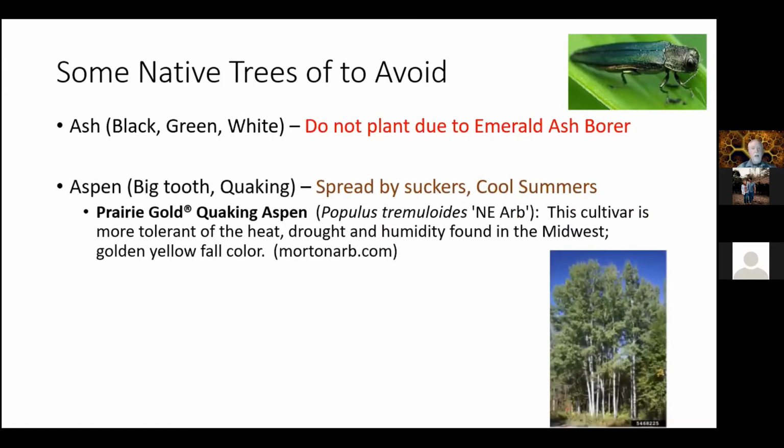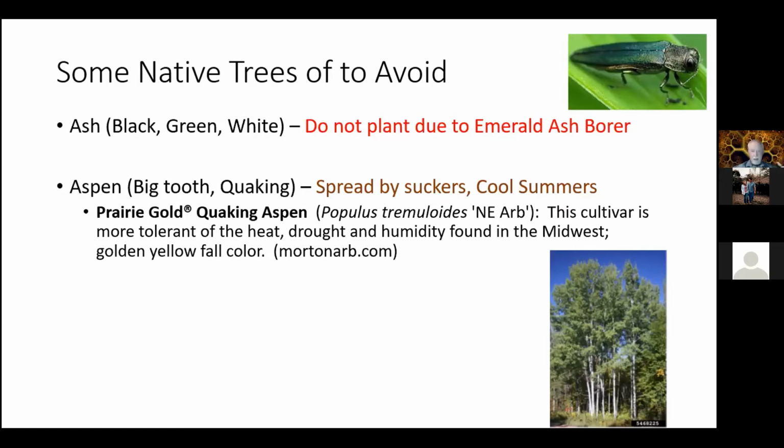Moving right along, here's a tree that is not an absolute don't buy it. It's just make sure you know what you're doing if you're going to buy it. Aspen, both big tooth and quaking, are native to Iowa, but they much prefer cool summers, which is why you see them up in the mountains a lot. And so they don't really do well in Iowa for the most part, although there is this one cultivar, and I got that information from the Morton Arboretum, that is tolerant of our summers. So if you're interested in an aspen, there's a possibility, but you've got to recognize that they spread via their root system and suckers coming up.